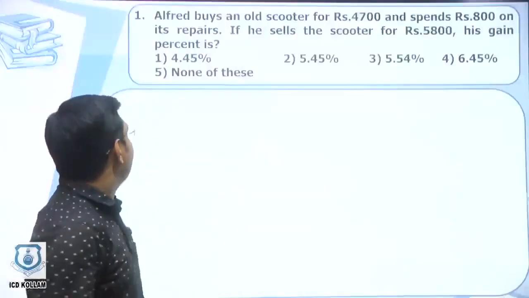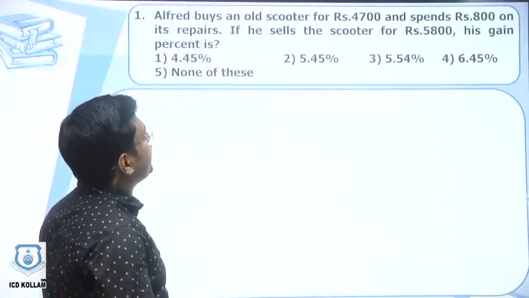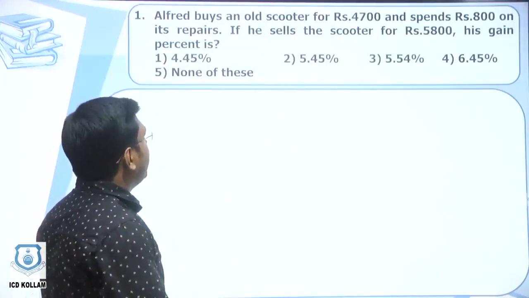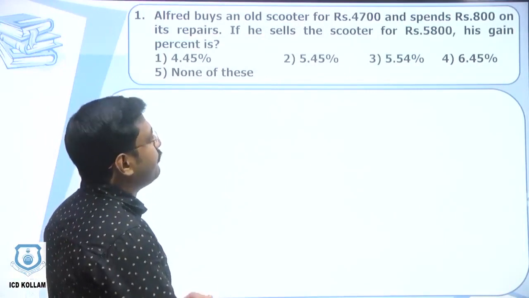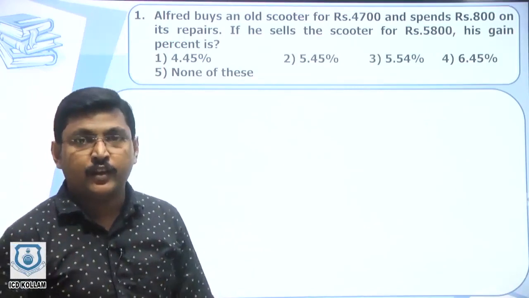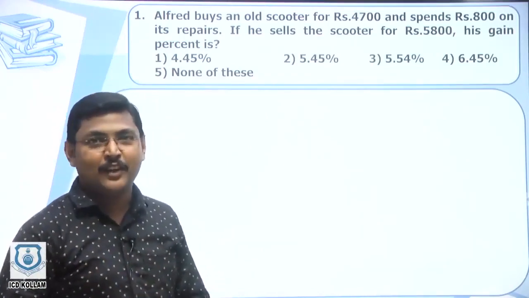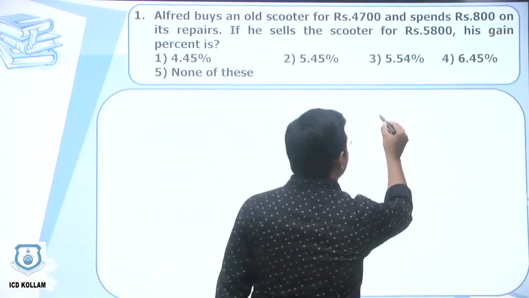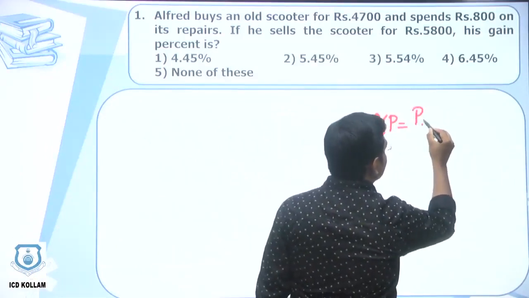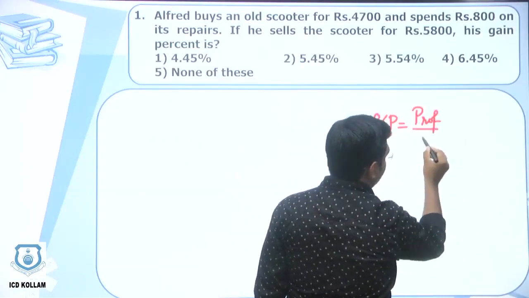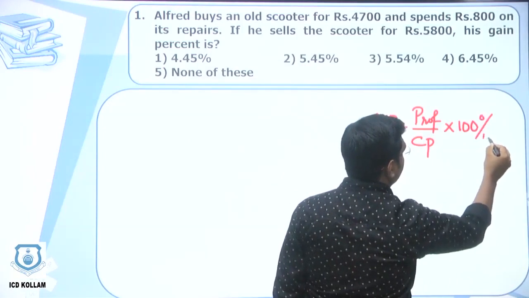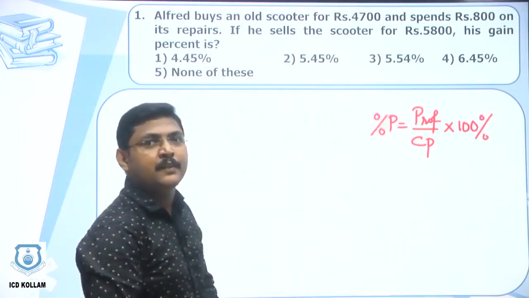Question number 1. Alfred buys an old scooter for rupees 4,700 and spends rupees 800 on its repair. If he sells the scooter for rupees 5,800, his gain percentage? Gain means profit. So here we need to find the profit percentage. We know the formula: percentage profit is equal to profit with respect to CP, cost price, is what percentage. This is the formula that we know, right? So we need to find the percentage profit.